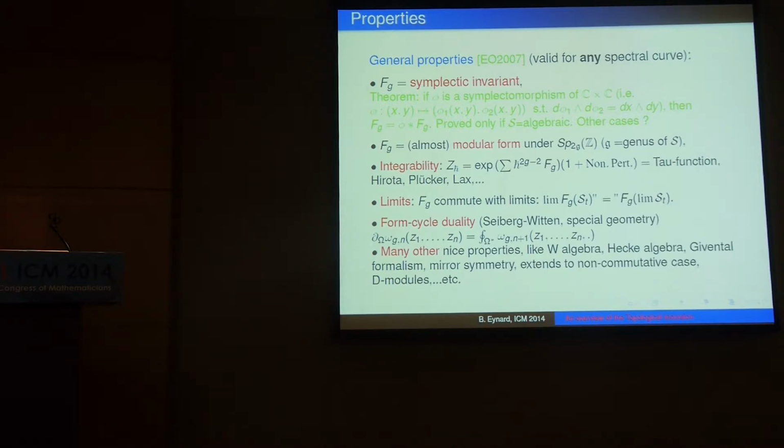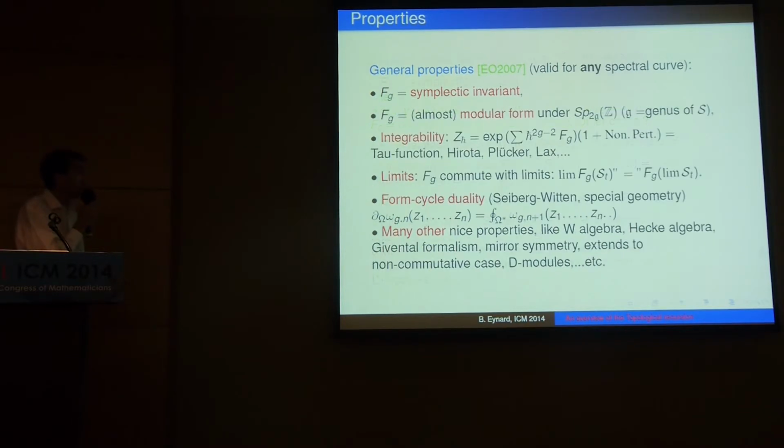Also, our proof is valid only if the curve is really algebraic, so if it is a compact Riemann surface with x and y meromorphic functions. We believe that this symplectic invariance holds in a much more general case, but so far we have no proof. It has many other properties. Another property is that the F_g's are modular forms.